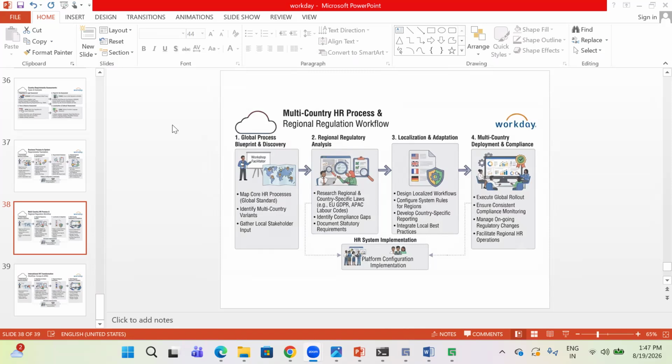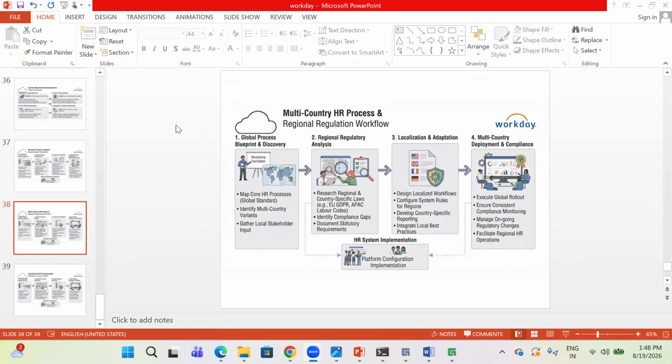global process blueprint and discovery is the first phase. Here we try to understand as well as map the core HR processes, what are the global standards we have, etc. Everything has to be mapped here. Second, we need to identify the multi-currency areas, whatever we have. Followed by this, we need to gather the local stakeholder input, whether internal or external stakeholders. That information has to be gathered in this area. So these are the basic things.